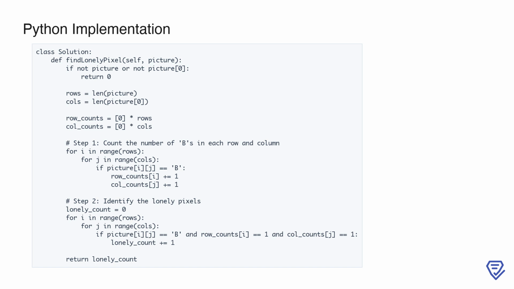The algorithm is efficient, as it processes the grid twice, resulting in a time complexity of O(n*m), where n is the number of rows and m is the number of columns. This ensures the solution is scalable for larger grids. Key edge cases handled by this implementation include grids with no black pixels, grids with only one row or column, and grids where all pixels are black. The use of auxiliary arrays for row and column counts ensures clarity and efficiency throughout the solution.